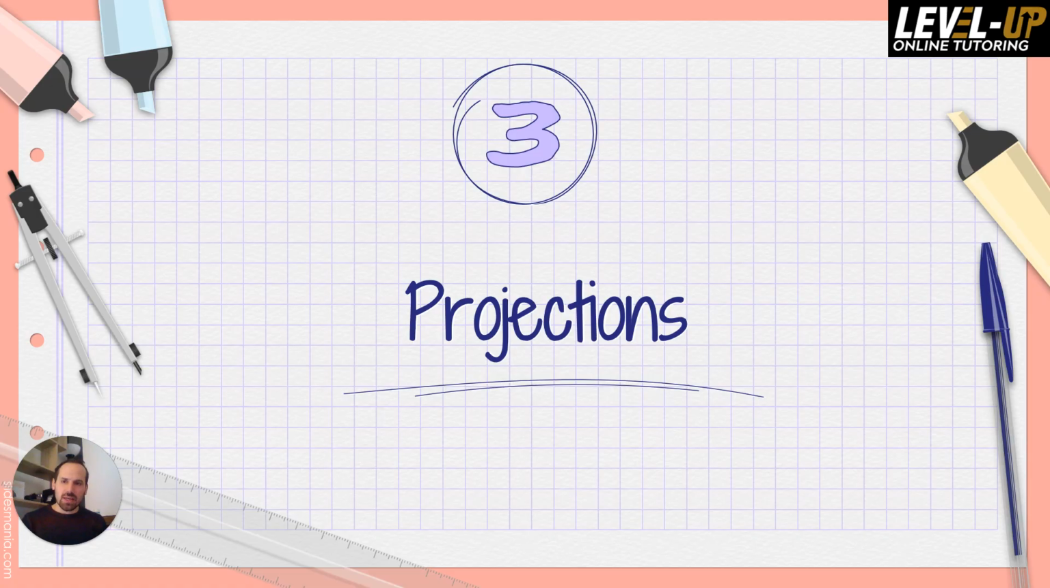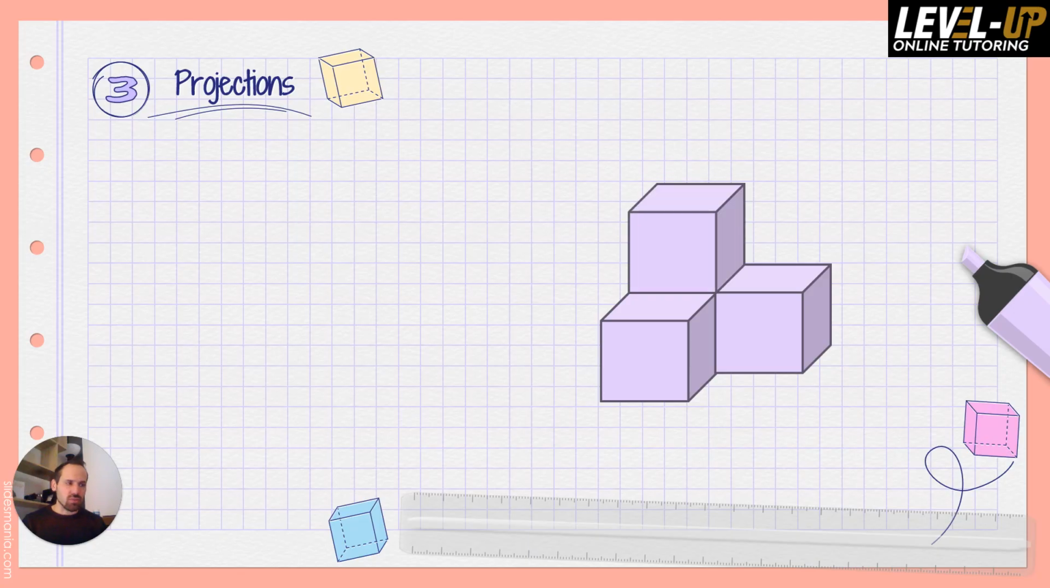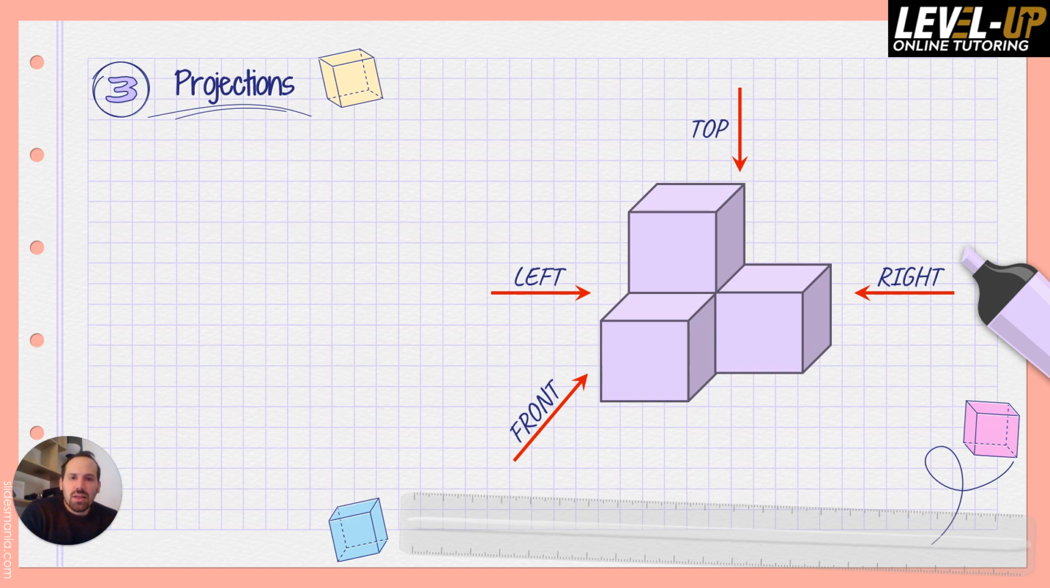So projections is basically like trying to look at a three-dimensional shape from various perspectives. So say if we have something like this, I've got a block and I put on a series of other blocks around it, and I want to view this from various perspectives. Like I'm looking at it from the front, from the left, from the right, and then from the top. And typically we won't look from the bottom. These are the directions we'll look at.